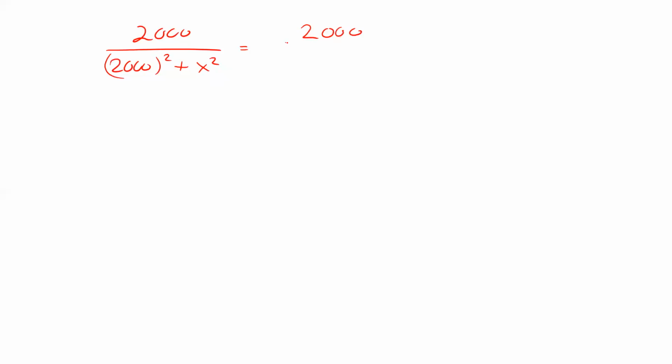Sorry, we're doing a lot of just simplifying here. So that's my final answer. Are we good? It's 2,000 over x squared plus 2,000 squared. All right. Got that one. So that's the end of part A.